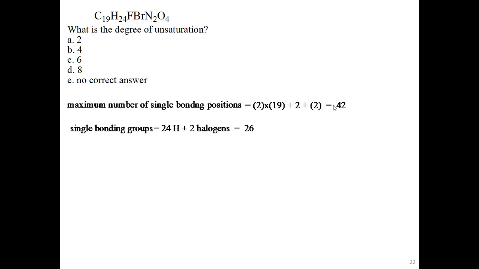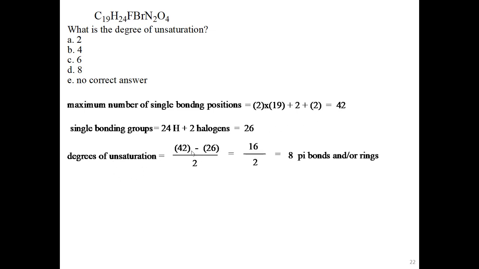Okay, so that means I'm missing the difference between these two. So how many am I missing? I'm missing 42 minus 26. That's 16. But remember, it takes 2 to make a degree of unsaturation. So I divide by 2. I have 8 degrees of unsaturation. A lot of possibilities here. Pi bonds and rings. There are probably literally thousands of structures we could draw.